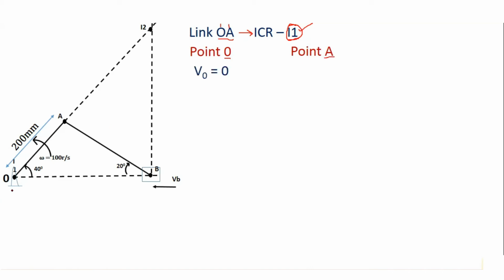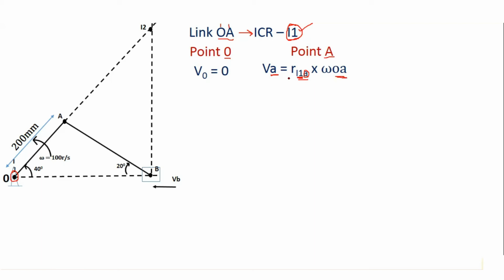Why 0? Because we already know that at this particular point, V is equal to 0. For point A, I will write VA is equal to R I1A multiplied by omega OA. See, you can observe that for point A, I wrote VA equals R, I1A, whatever distance I take from I1. So I have written I1A into omega OA because the point is on link OA.